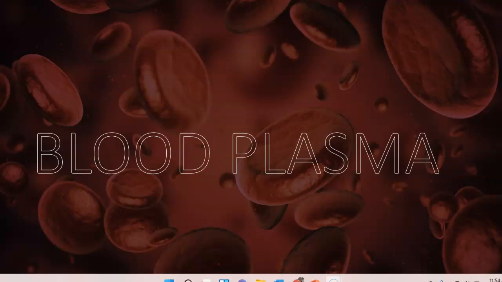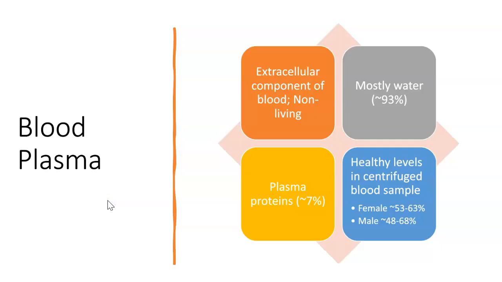Right, so this series of videos is going to go over each of the parts or components of blood in a little bit more detail. We're going to start with blood plasma, or that fluid in which all the formed elements, or the cells, actually float around. Now, your blood plasma is the extracellular component of blood, so it's considered the non-living part of blood. This is why you can get paid to donate plasma, but you cannot get paid to donate blood.